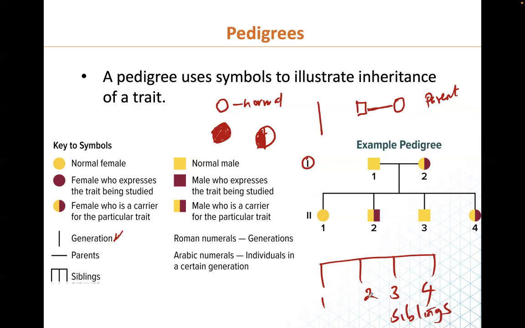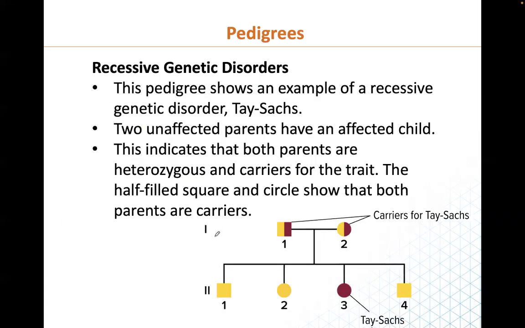So what about the male? The male is represented by a square. The sick male, the one who is actually having the problem, is a square that is shaded. And a male who is a carrier is going to have a half-shaded square. So this is the basics you need to understand very well.